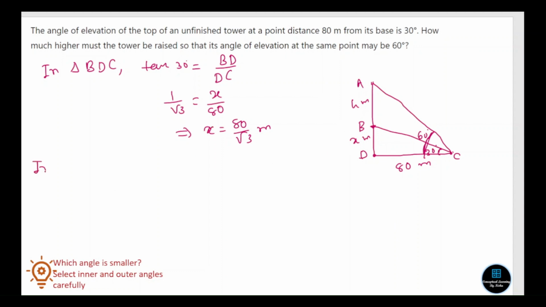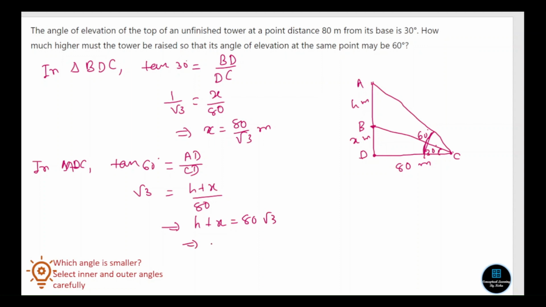Now in triangle ADC, what do we get? Tan 60 degree equals AD upon CD. So root 3 equals AD, which is h plus x, upon 80. If I simplify this, h plus x is equal to 80 root 3. Now on solving this, we have the value of x and we have to find h, that is, how much more they have to raise.